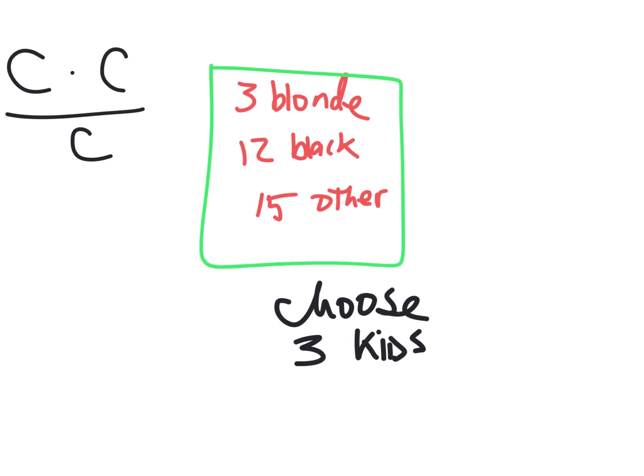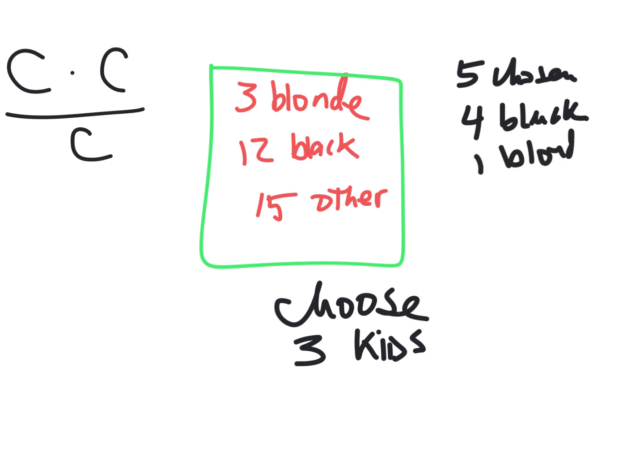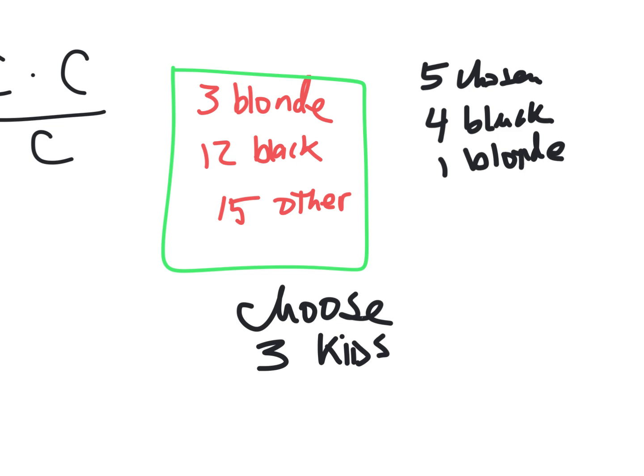If I had chosen 5 people, how many different ways could I get 4 people with black hair and 1 with blonde? If there's 5 kids that were picked, how many different ways could you get 4 people with black hair and 1 with blonde hair?